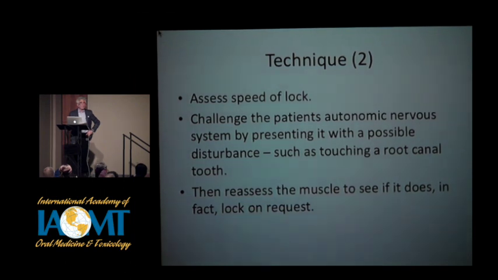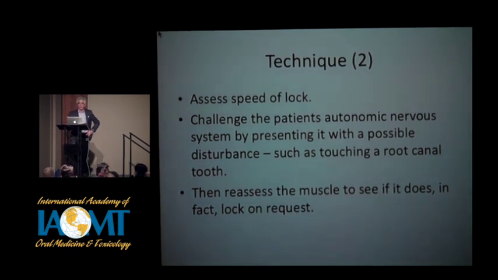How many of you do this? A number of you. Okay.